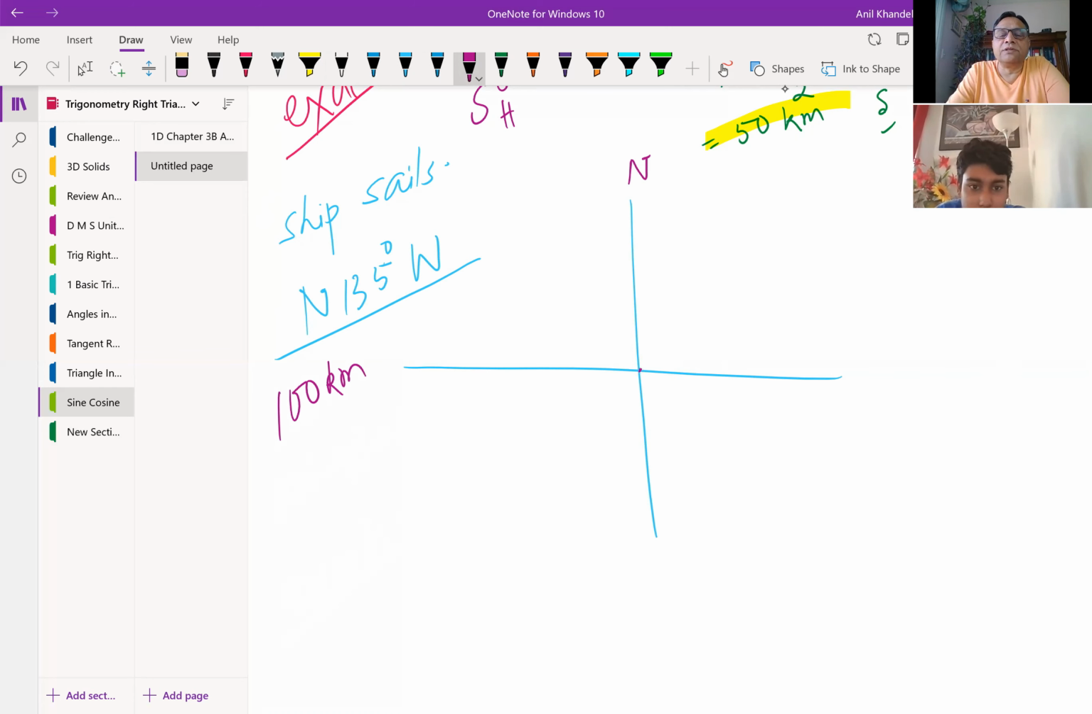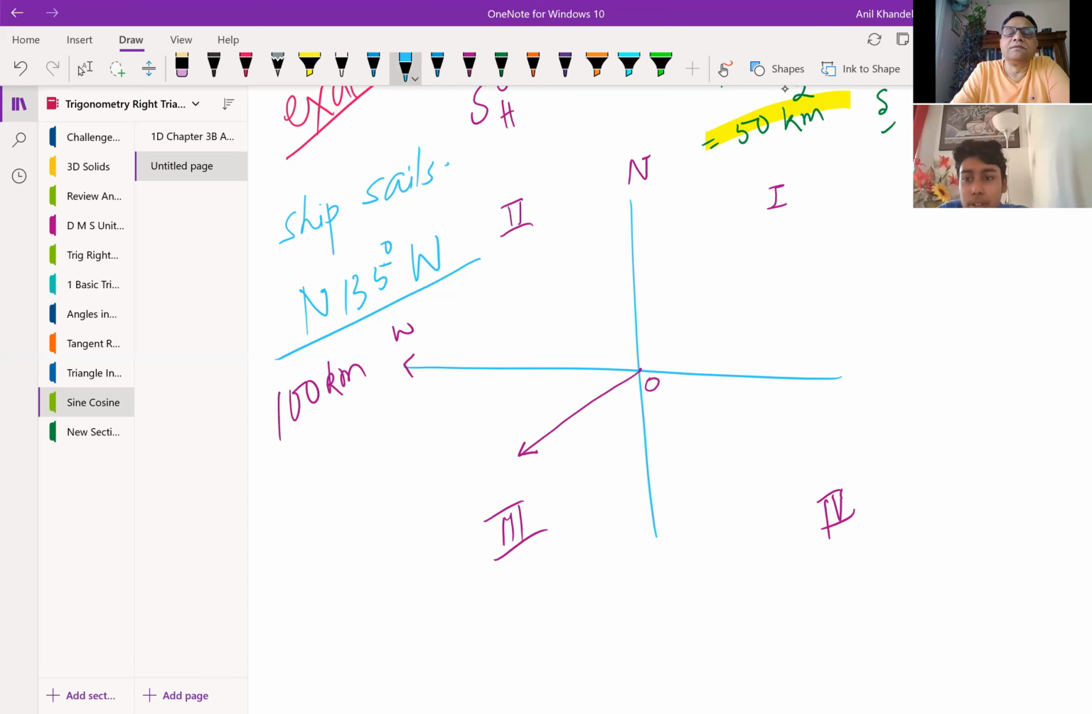Let us say that is the origin. From here, where is it going? In which coordinate? Trying to go more westward, northwest, sir, I think. So this is west for us, right? So 100 kilometers, 135 degrees west means what? Where will I go? 90 plus 45, right? Yes, sir, in this direction. Okay, so more south and west. That is 135 degrees west. Is that clear to you now?